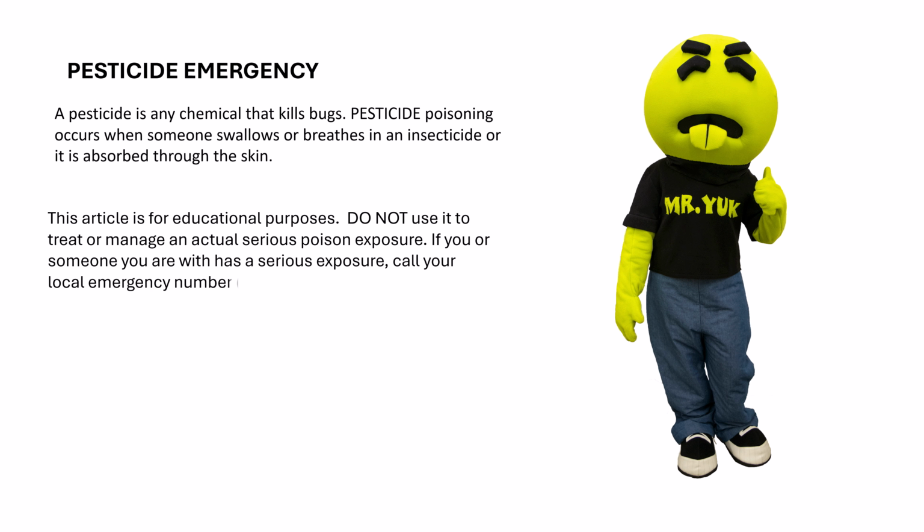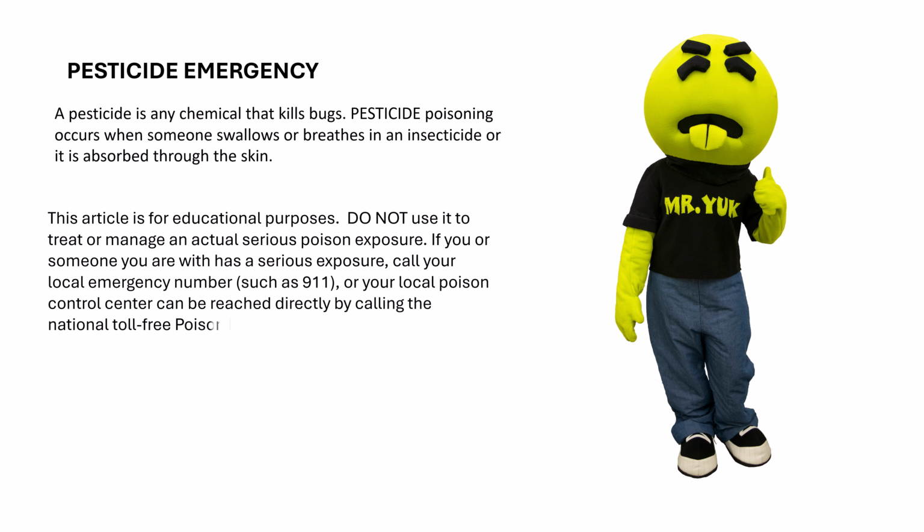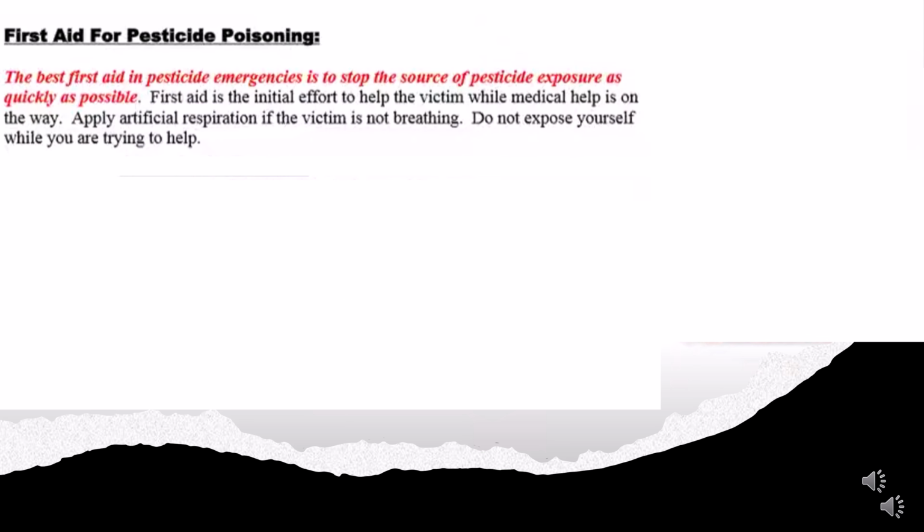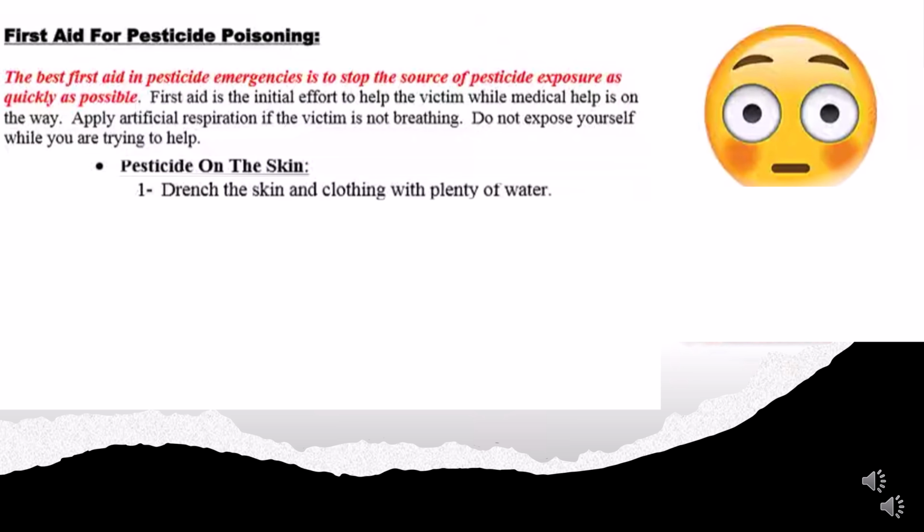Do not use it to treat or manage an actual serious poison exposure. If you or someone you are with has a serious exposure, call your local emergency number, such as 911, or your local poison control center can be reached directly by calling the National Toll-Free Poison Help Hotline, 1-800-222-1222, from anywhere in the United States. A couple of important facts to know when you are dealing with a pesticide emergency. The best first aid in pesticide emergencies is to stop the source of the pesticide exposure. First aid is the initial effort to assist a victim while medical help is on the way.